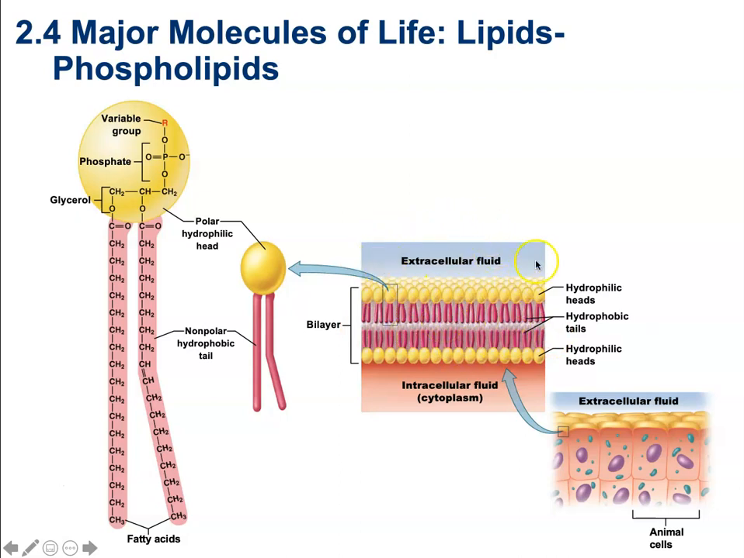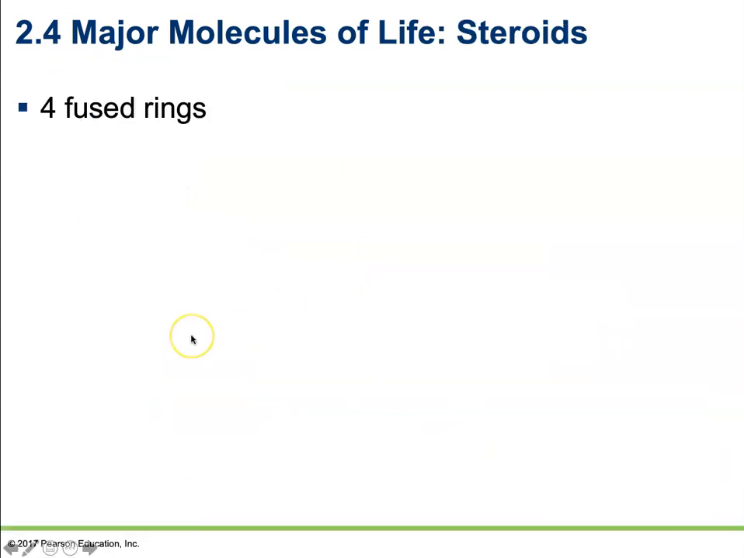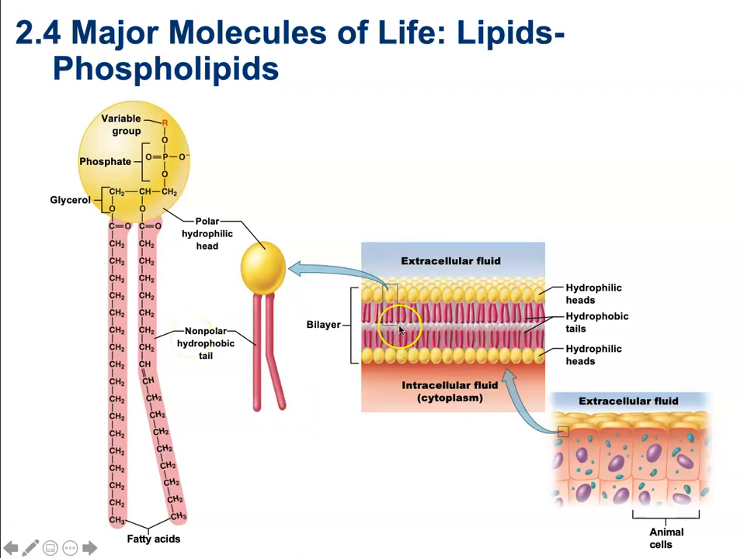The extracellular fluid, the fluid on the outside of your cells, is going to be mostly water. The intracellular fluid, the cytoplasm of your cells, is also going to be mostly water. So what we're going to find is that the water-loving portions, the hydrophilic heads, are going to point towards the outside of the cell and towards the inside of the cell. And what we find is these hydrophobic tails are going to be making up the middle region.